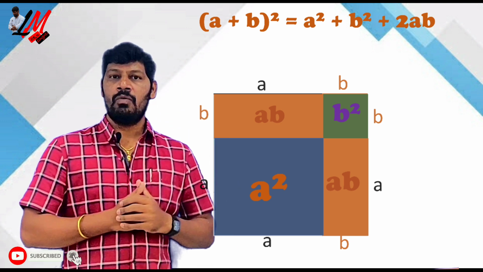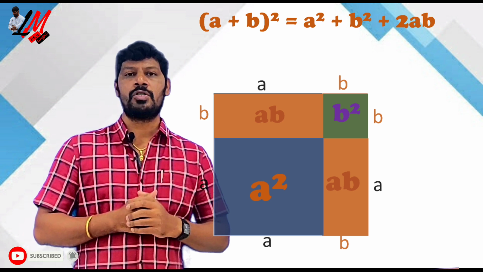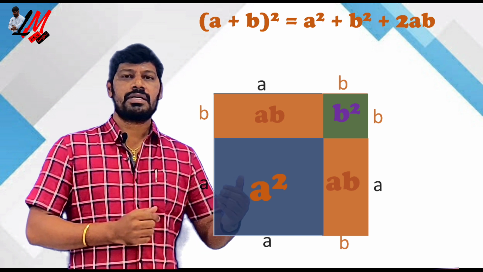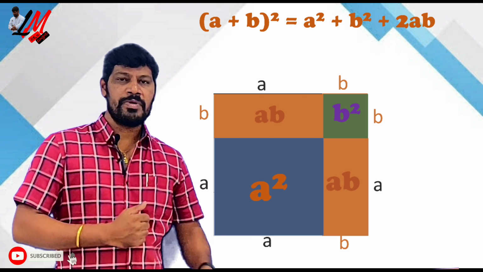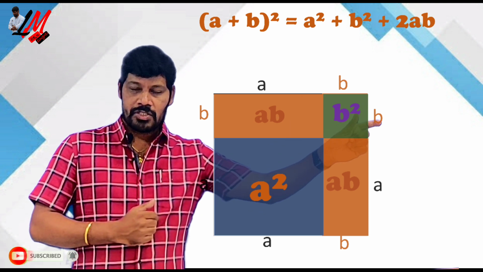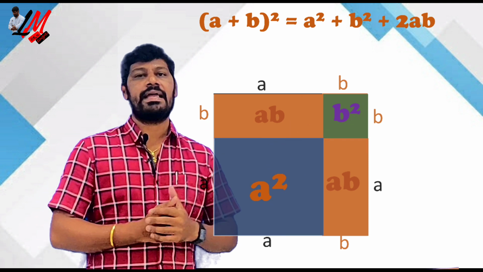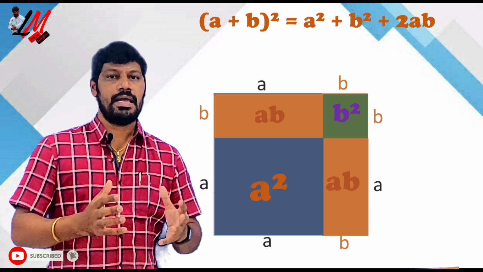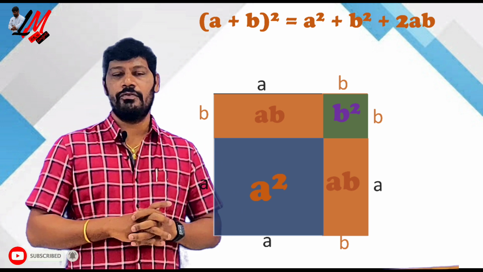So my dear children, from now onwards, if you want to remember (a + b)², don't just memorize a² + b² + 2ab. Just try to visualize it: (a + b)² equals a², another small square b², plus two times the rectangle area. This is how we visualize (a + b)², my dear children viewers.